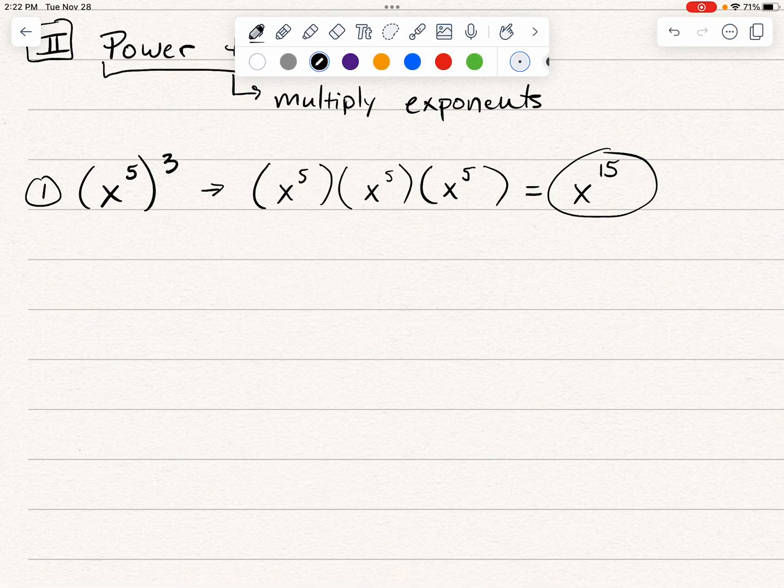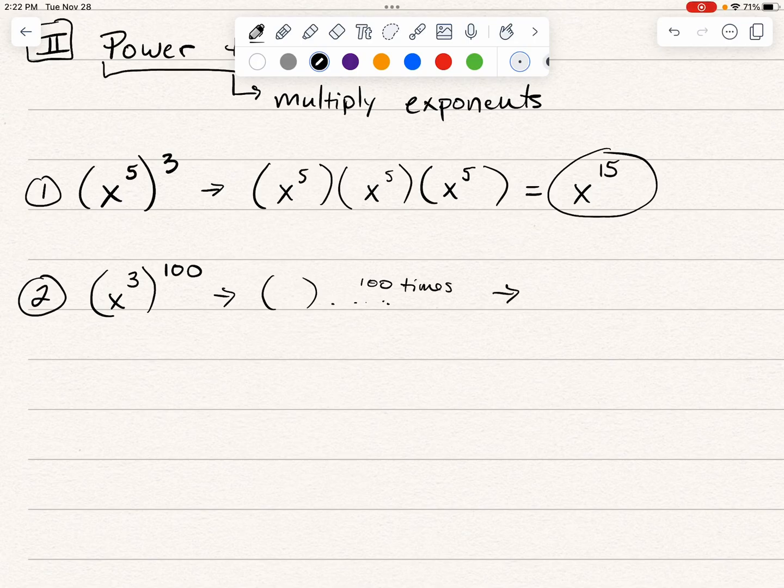And you say, well, why might I want to do that? Well, let's say you have x to the 3rd power, and it's raised to the 100th power. Well, I would not want to write out x to the 3rd 100 times. All right, would not want to do that. So we can use this power to a power rule to say that this is just going to be x to the 3 times 100, which is x to the 300th.